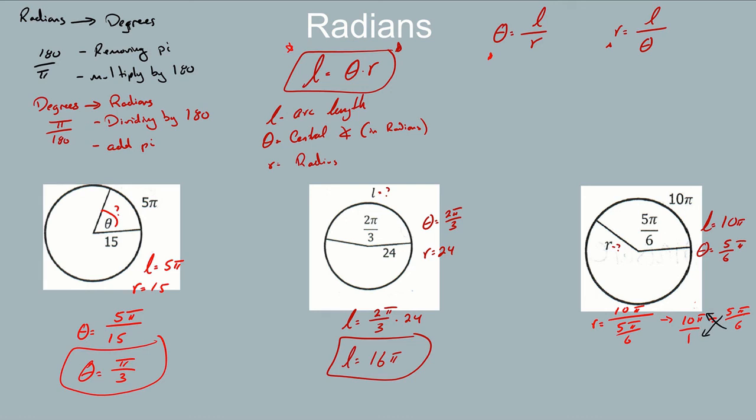So when we rewrite it, this is kind of what's going in my head. So 10 times 6 times pi on the numerator. On the bottom, 1 times 5 times pi. Pi's cancel, right? And then the 10 and the 5, that's a 2 on the numerator. 2 times 6 is 12. So here, my radius becomes 12.